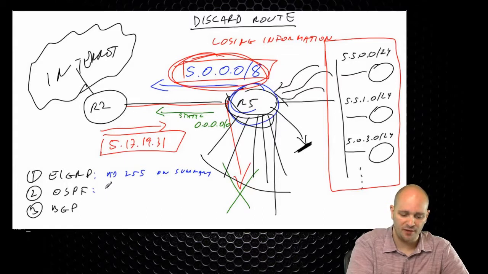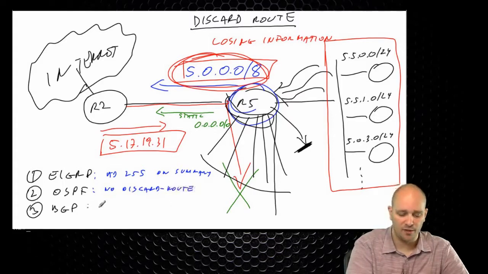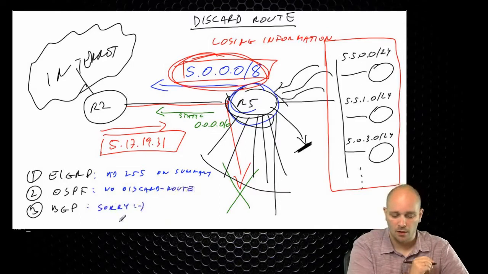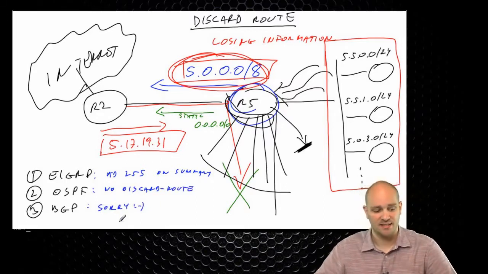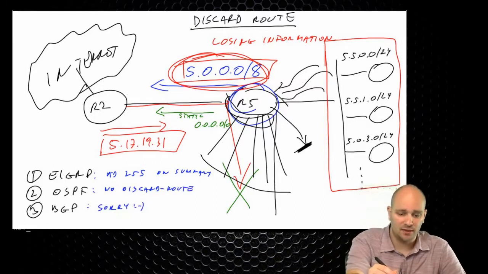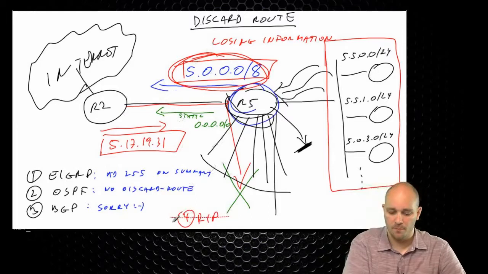In OSPF, it will be no discard route under the OSPF process, and for BGP, sorry, you will always have it. So you cannot disable it for the aggregate address that is created. Now, keep in mind that there is a notable absence of RIP. RIP does not create a discard route when it creates a summary.